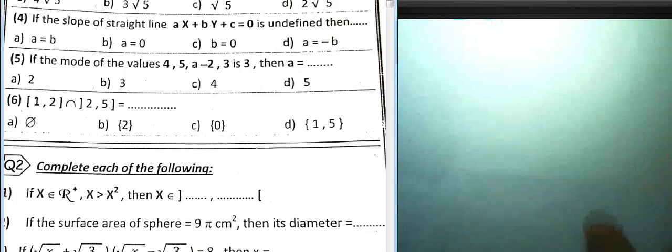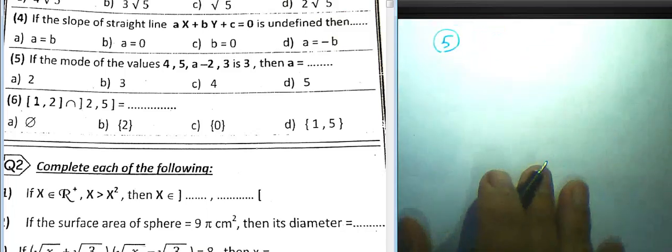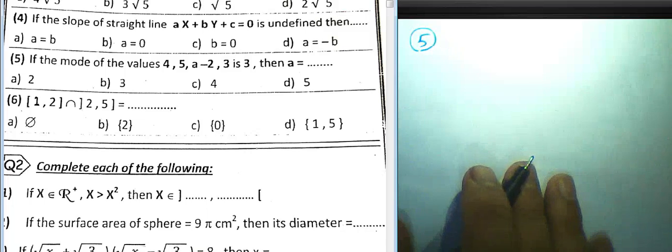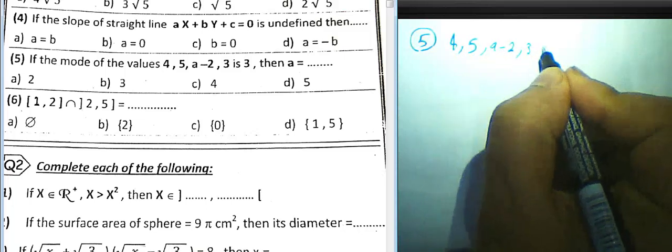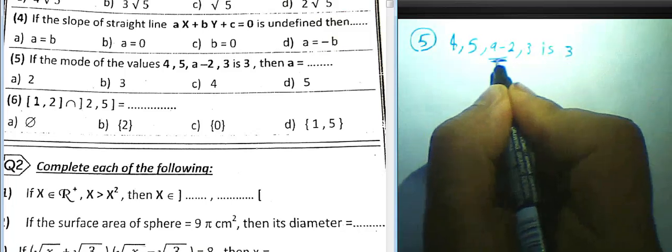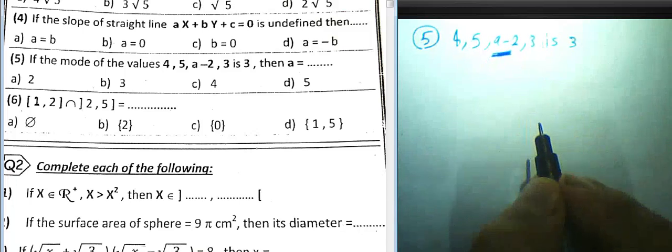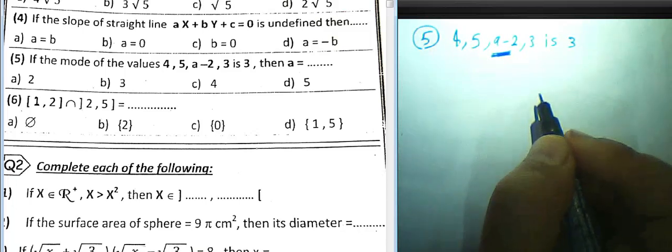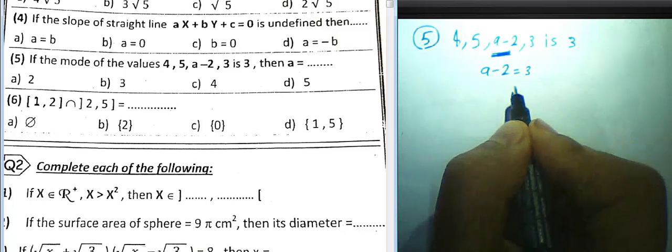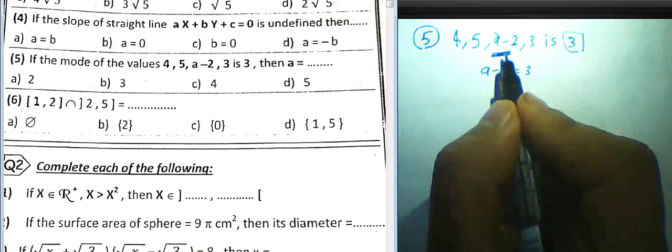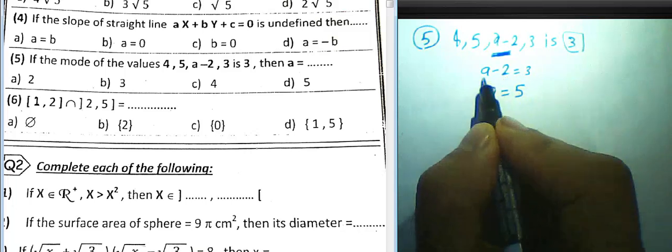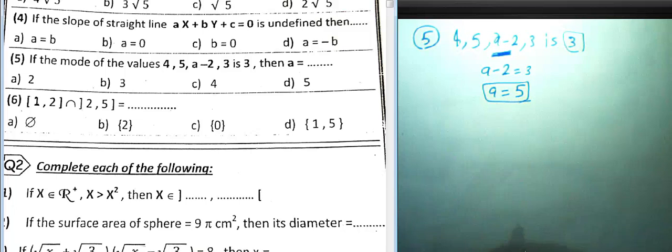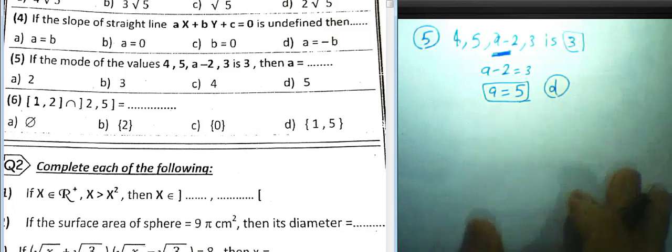Question number 5. Is the root of the values 4, 5, a minus 2, 3, 3. He asked about the root. The root, or mode, refers to the value that is repeated the most here. So a minus 2 must equal 3. Then we must write a equals 5. 3 plus 2 equals 5, or 5 minus 2 equals 3. That's question number 5. A equals 5. You must choose letter D for this question.